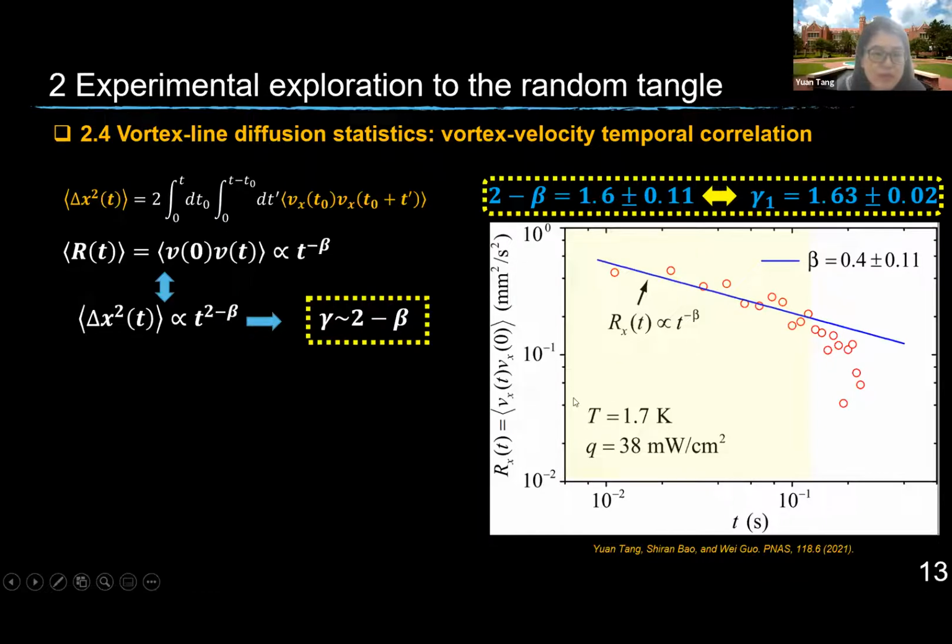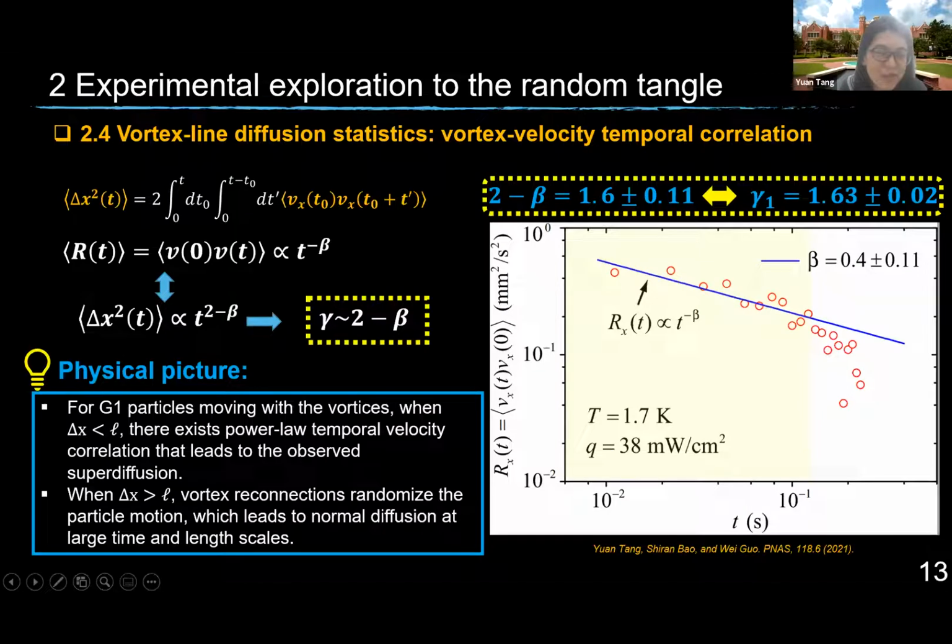This observation suggests the following physical picture. For G1 particles moving with the vortices, when their displacement is smaller than the mean vortex line spacing, there exists power law temporal velocity correlation that leads to the observed superdiffusion. When their displacement is larger than the mean vortex line spacing, vortex reconnections randomize the particle motion, which leads to normal diffusion at large time and length scales.